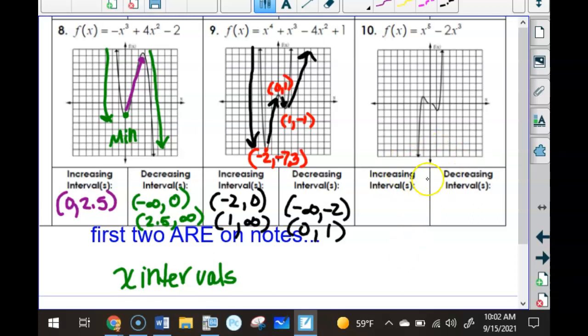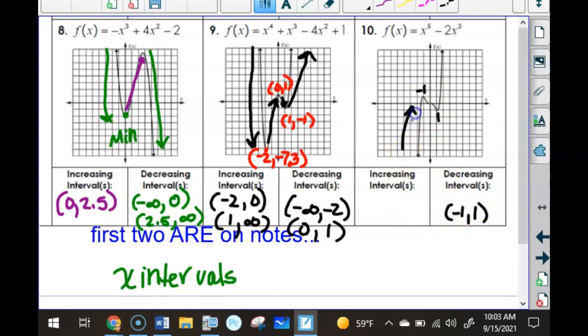All right, I'm not going to worry. You don't have this number 10, right? And I think we have enough. This number 10, guys, in here where it's doing this little bend, this is called an inflection point. But it would still be decreasing from like -1 to 1. Even though it does that little bend, it's all going down.